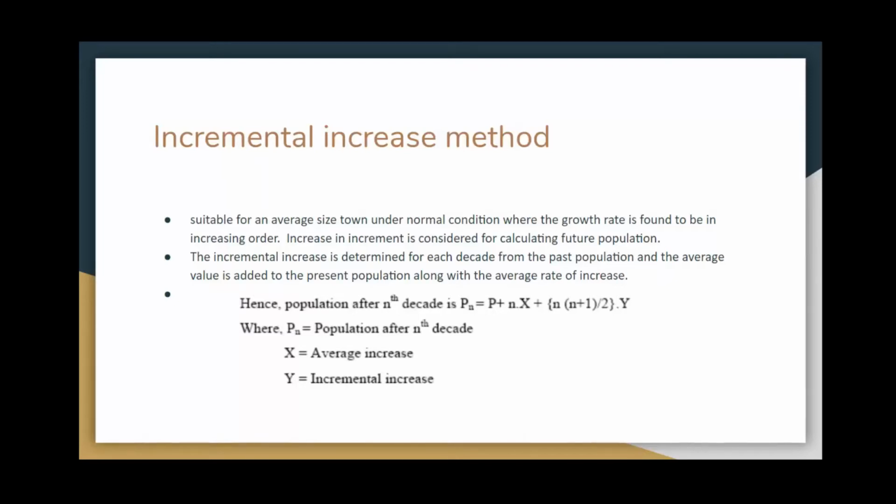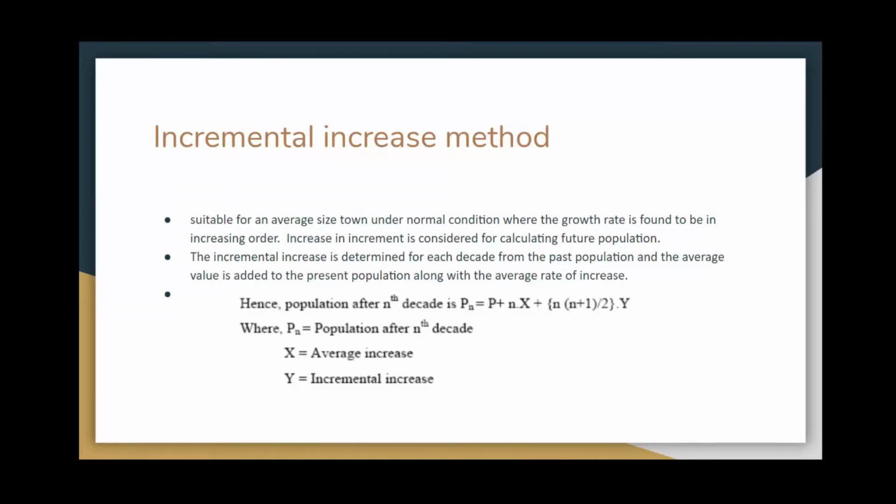What is the difference between the incremental increase method and the other two methods, that is the geometrical increase method and the arithmetical increase method? In the arithmetical increase method and geometrical increase method, we assumed that the population increase is a constant, that is, dp by dt is a constant. In the incremental increase method, we are assuming that the increase in population, that is the curve, is in increasing mode.